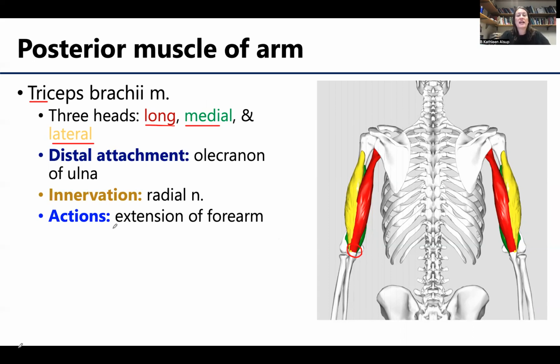And this is going to be the biggest extensor of the forearm. So if you're trying to work out the triceps, you do a lot of extending of the forearm. And this is going to be a common theme in terms of posterior compartments, in that the triceps brachii in the posterior compartment of the arm is going to be innervated by the radial nerve. This is going to be true in terms of the posterior compartment of the forearm as well. You'll hear me say this over and over again: radial nerve equals posterior. And so this is the first introduction of that.